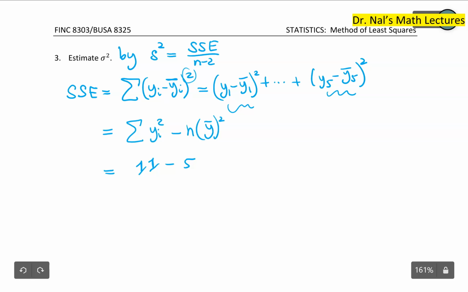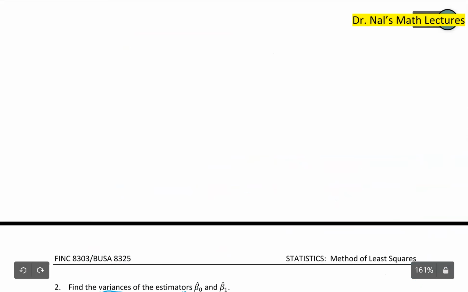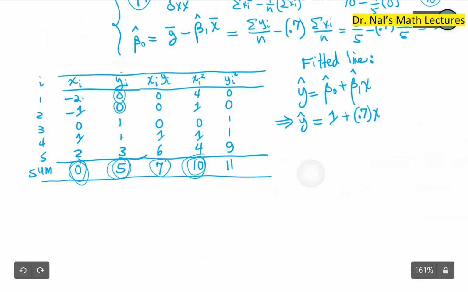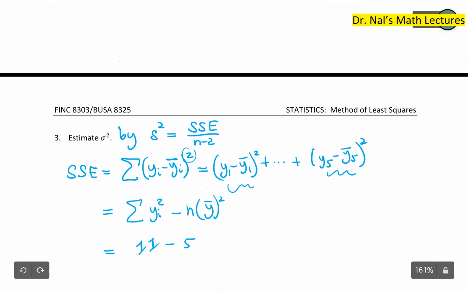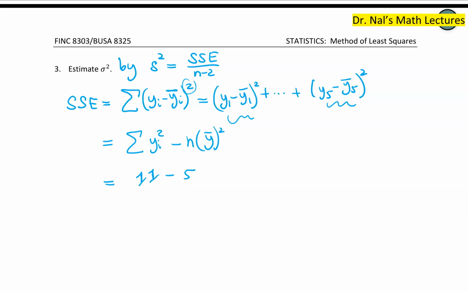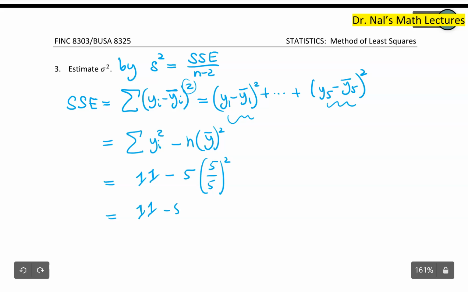The y bar itself is, okay, what was y bar? Let's go all the way up again. Y bar is just the average of these values. You add them, which gives 5, and then divide by 5 observations. So 5 over 5, which is just 1. Sure enough, this comes out as 11 minus 5 times 1 square, which is 1. And that's just 6. So the SSE is 6.